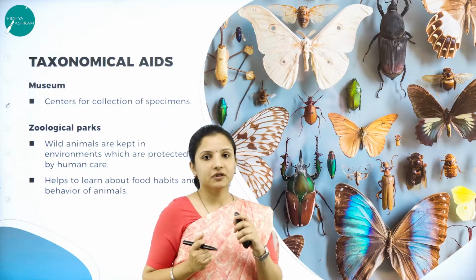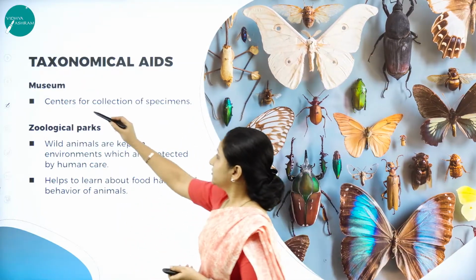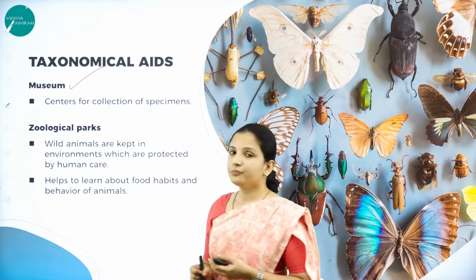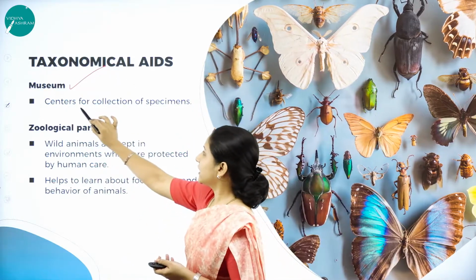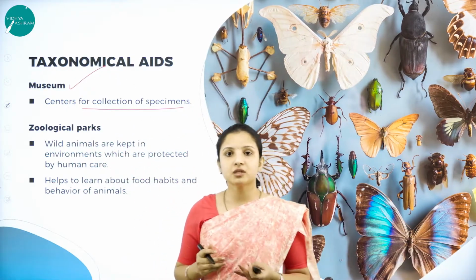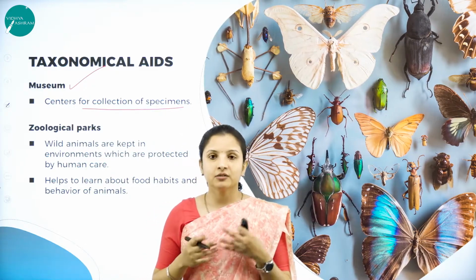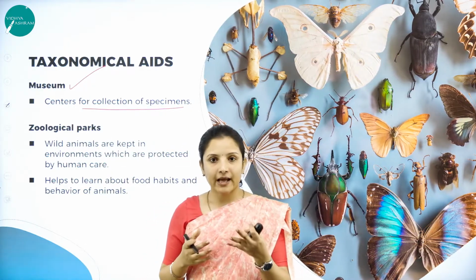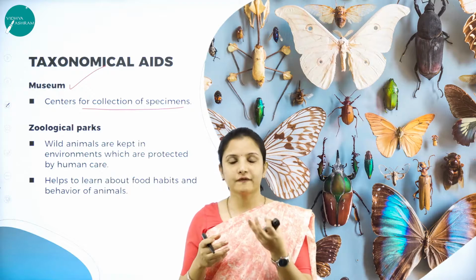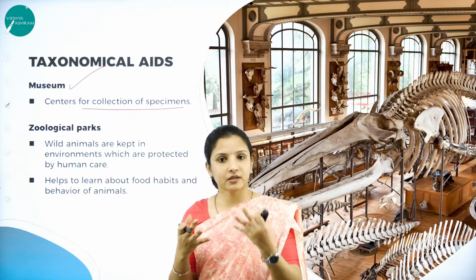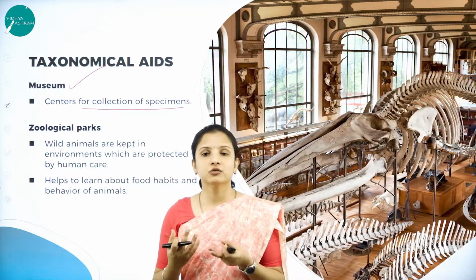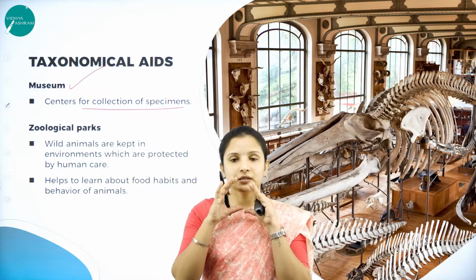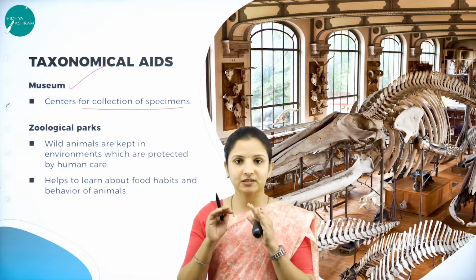Next, after the botanical garden, there is the museum. So museum is a center for the collection of specimens. In a museum also, dead material is there. If it is plants, say for example the cone of the pine, or the bryophytes, mosses, all those, they will be put in a glass jar that is called the specimen bottle.